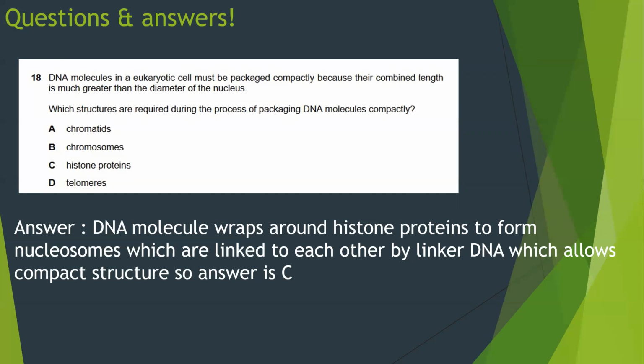Okay, so I hope you got this answer. It was a very straightforward question. DNA molecules need to wrap around proteins called histone proteins, which form nucleosomes. And nucleosomes are linked to each other by linker DNA. So to form compact structures, histone proteins must be involved. So the answer is C.